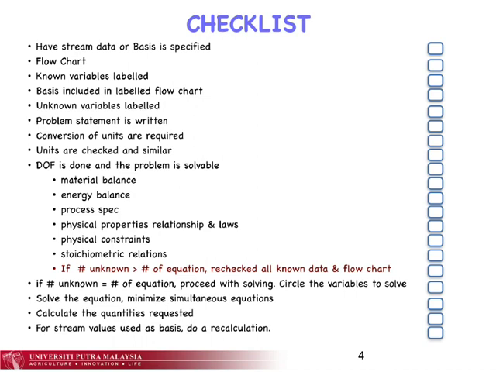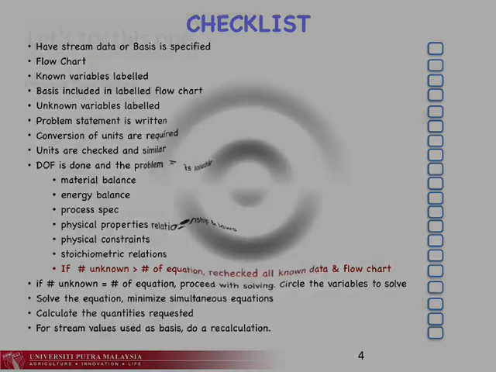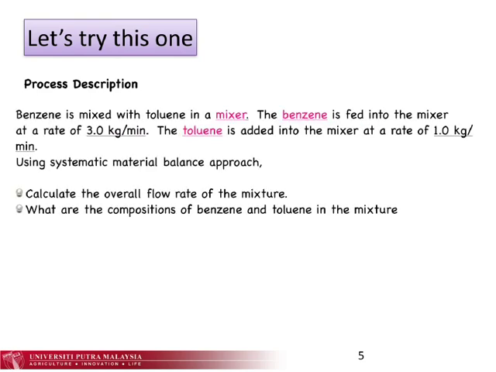Okay, let's look into our business. Try the following problem. You're given a process in which benzene is mixed with toluene in a mixer. The benzene is fed at a rate of 3 kg per minute and the toluene is added at a rate of 1 kg per minute. You are required to calculate the overall flow rate of the mixture and the composition of benzene and toluene in the mixture. Let us see.